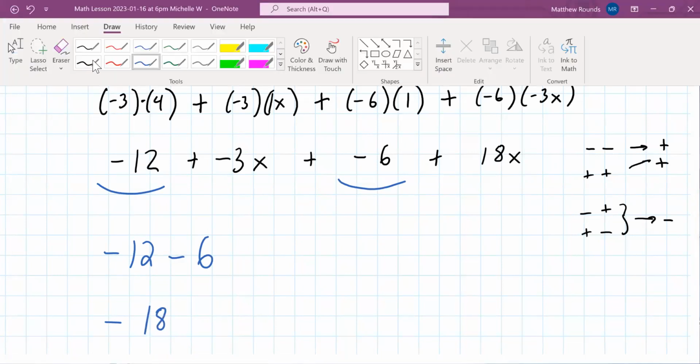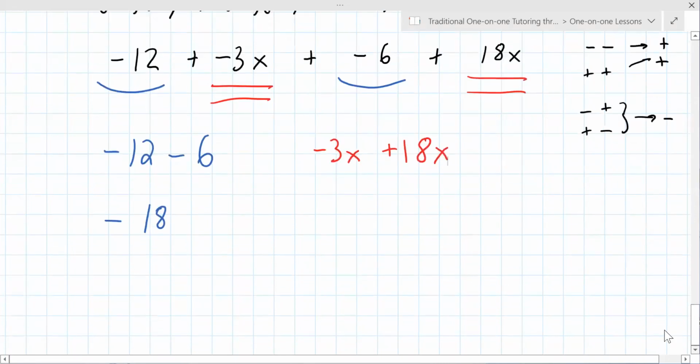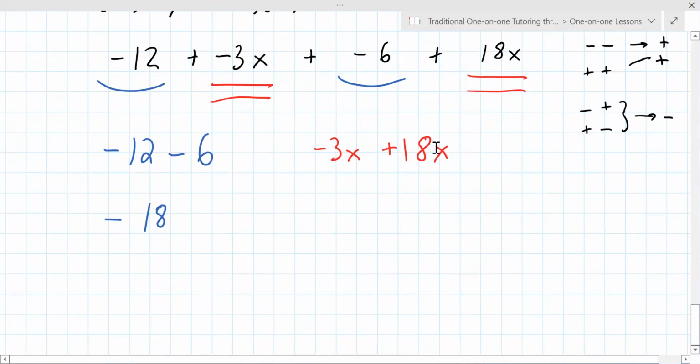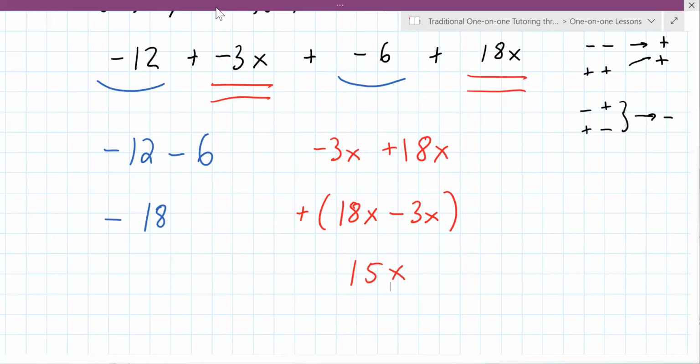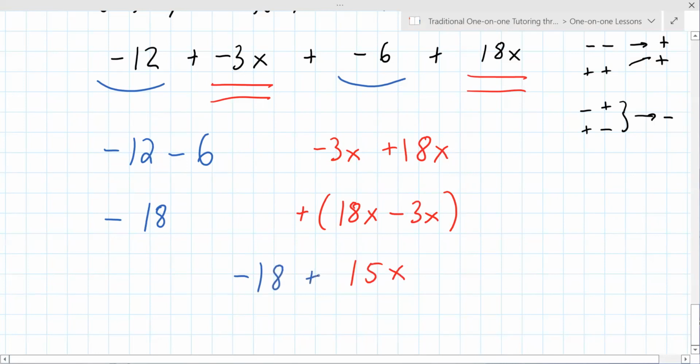Okay, the next terms, -3x and +18x. These are opposite in sign. One's negative, one's positive. The answer depends on which one is further from 0, which is the bigger one. The 18. So we know it's positive. You take the larger and subtract the smaller. So 15x. Okay, so your final answer is -18 plus the 15x.